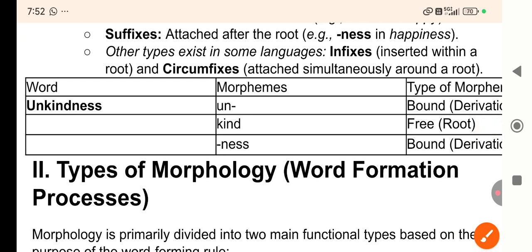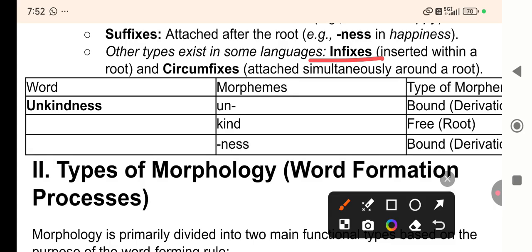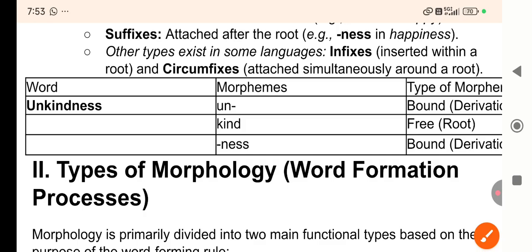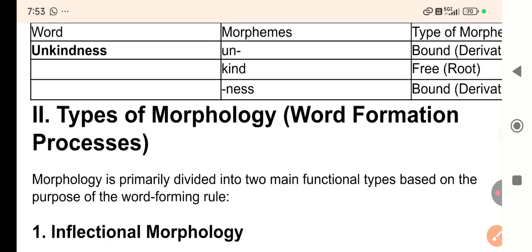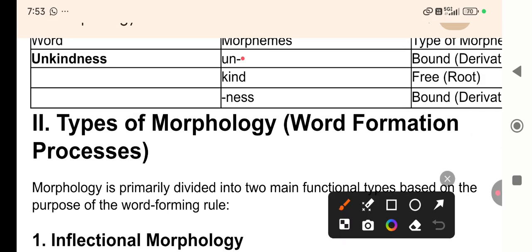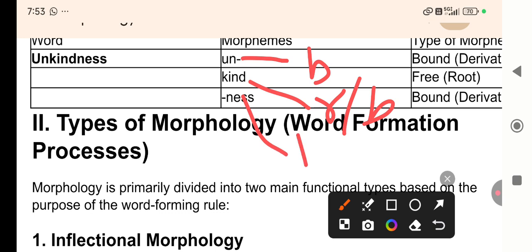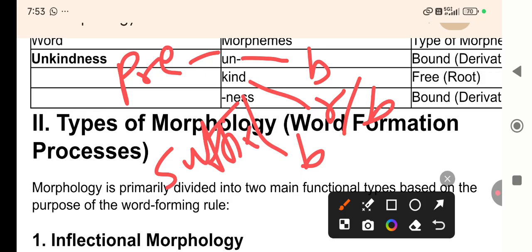Other types exist in some languages, which are called infixes, inserted within a root. Sometimes it is inserted within a root, right? And next are circumfixes, which attach simultaneously around a root, right? An example hasn't been given here, but you should know prefixes and suffixes. For example, here in unkindness, un is a bound morpheme, kind is the root or base, and ness is a bound morpheme. Un is a prefix, ness is a suffix, and kind is the root.